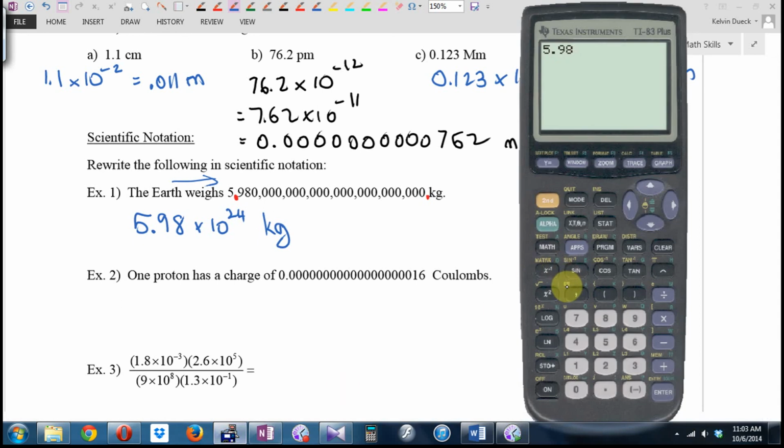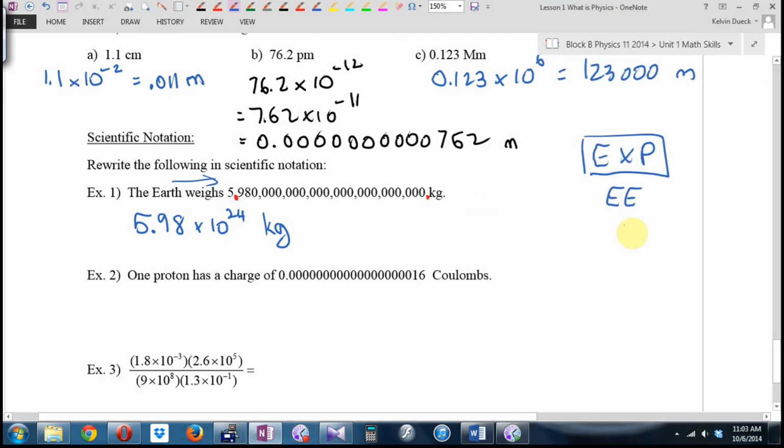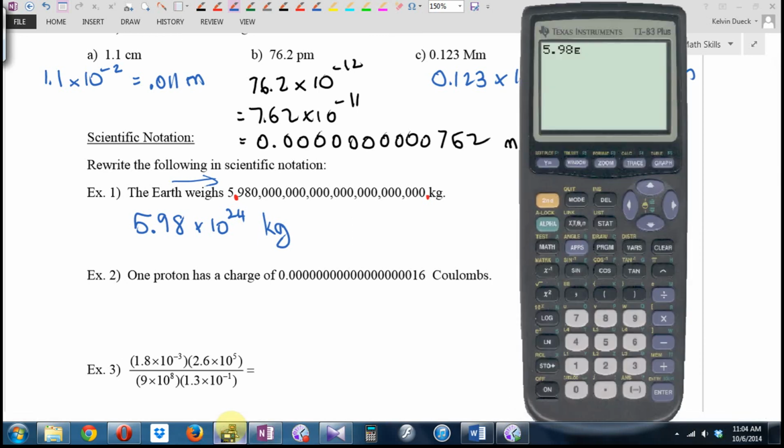That's for Spencer. Second function that. And it looks like that. Or you may have a times 10 to the power of button. So you need to find your scientific notation button, because to type this, all you do is that.